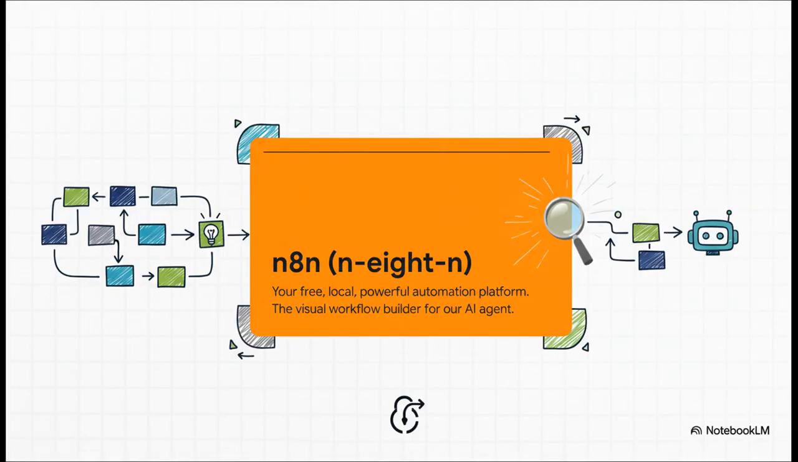The second piece of our puzzle is n8n, and that's pronounced n8n. This is going to be our home base, our automation platform. The best parts? It's free to run locally, it's open source, and it is seriously powerful. It gives you this visual canvas where you can literally just drag and drop different functions to build out your workflows. This is the workshop where we're going to assemble our AI agent.